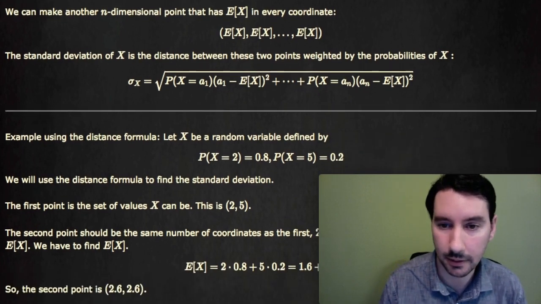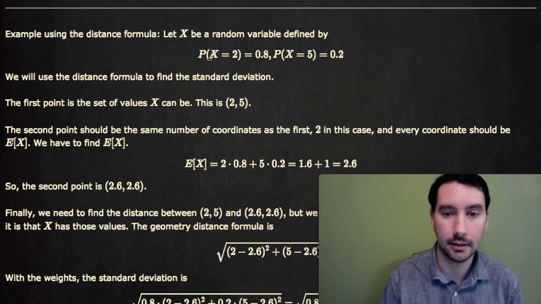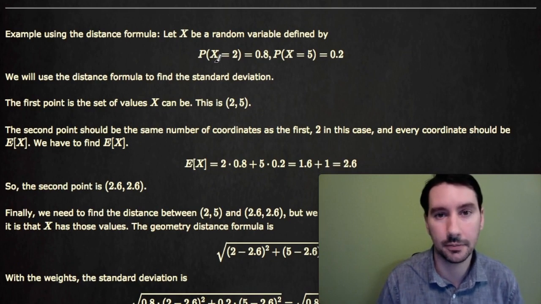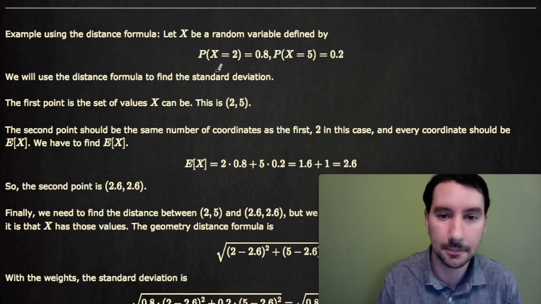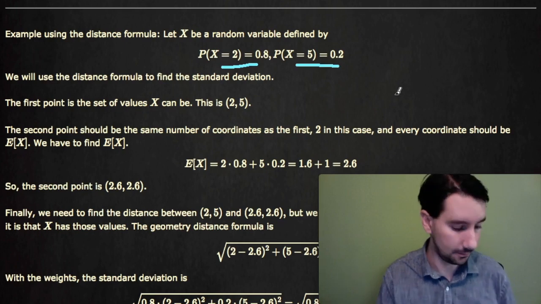And we're going to do one example using the distance formula itself. So as always, I like to do examples just to make sure it's clear, if it's not clear from just these abstract formulas, what's going on. So we're going to let X be a random variable with the probability X equals 2 is 0.8, and the probability X equals 5 is 0.2.